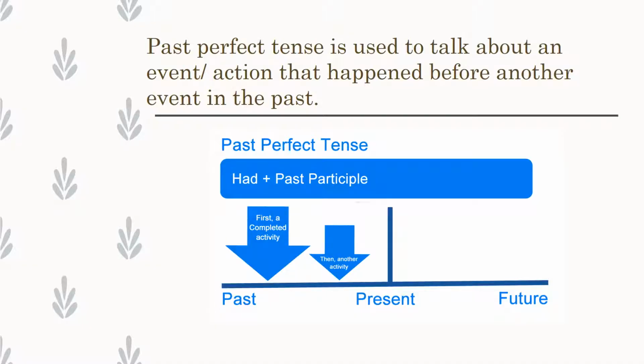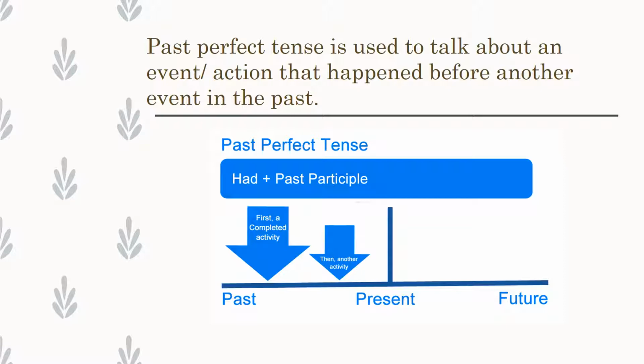Let's start with the past perfect tense. Past perfect tense is used to talk about an event or action that happened before another one in the past. To be able to use past perfect tense, there has to be two completed actions that happened in the past.